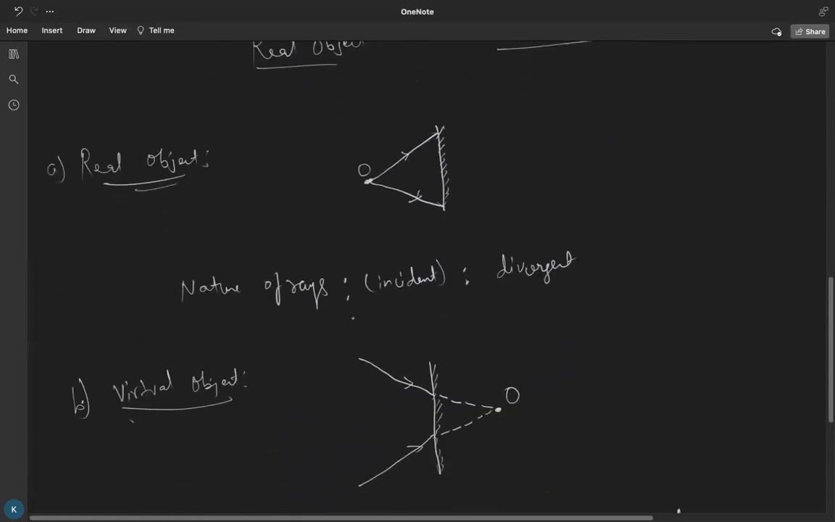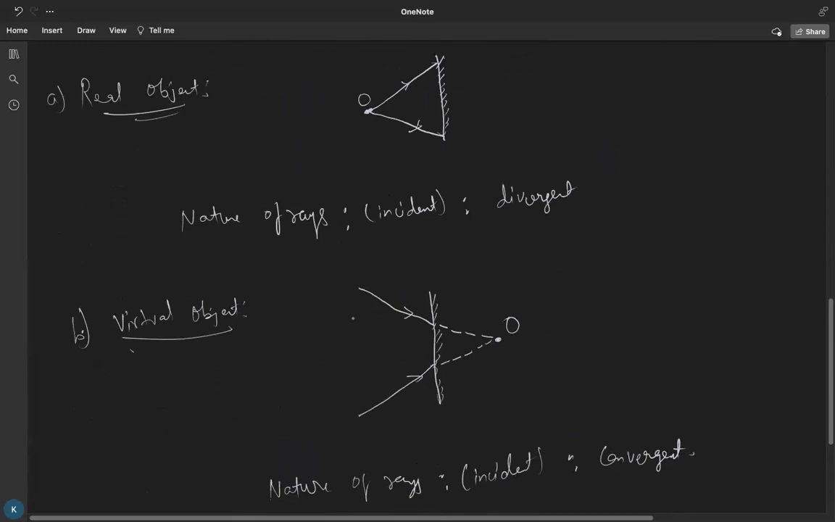And the next is the virtual object. What is a virtual object? It is one in which the intersection point is virtual. So you can call it a virtual object, and in this case, the nature of the incident rays is convergent. I hope the concept of the object is clear to all of you.